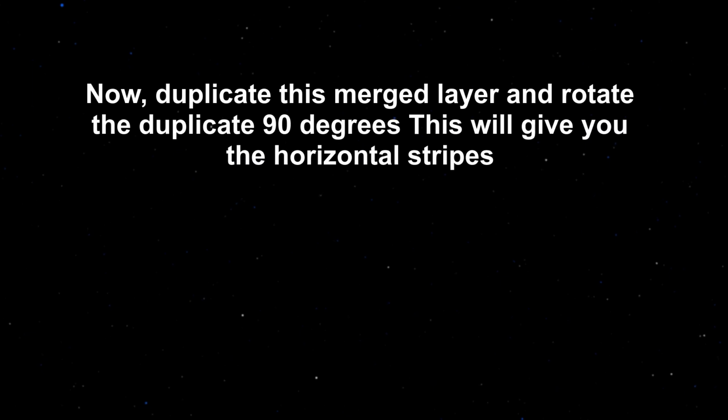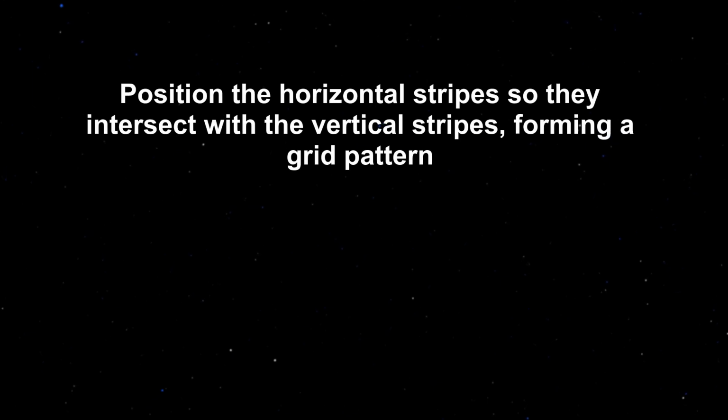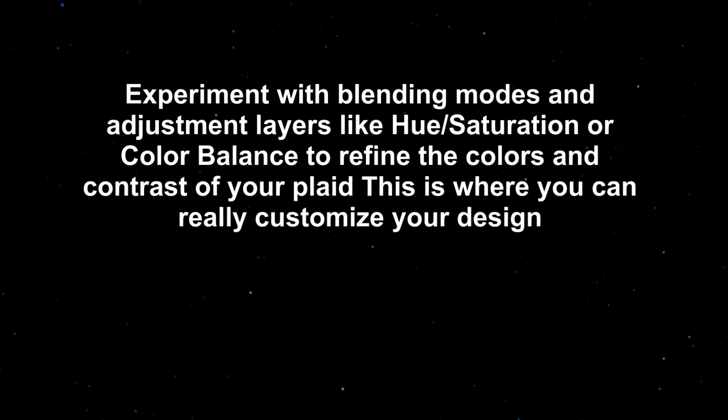This will give you the horizontal stripes. Position the horizontal stripes so they intersect with the vertical stripes, forming a grid pattern. Experiment with blending modes and adjustment layers like hue, saturation, or color balance to refine the colors and contrast of your plaid. This is where you can really customize your design.